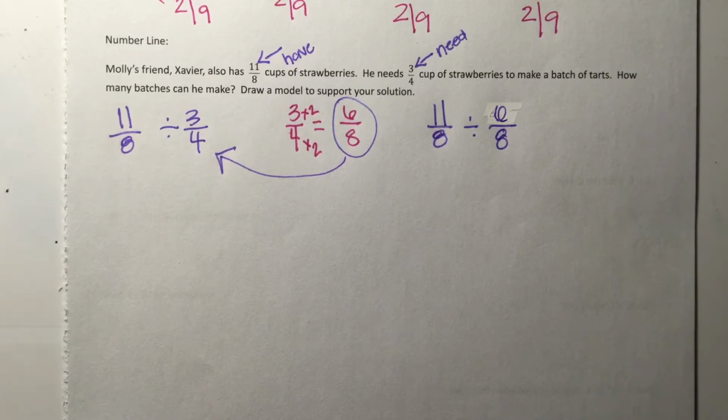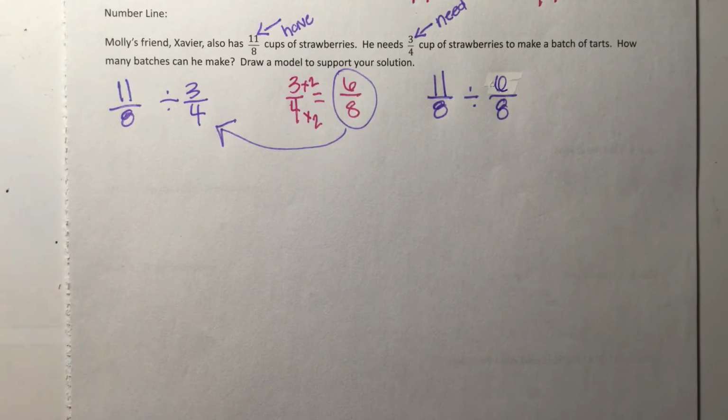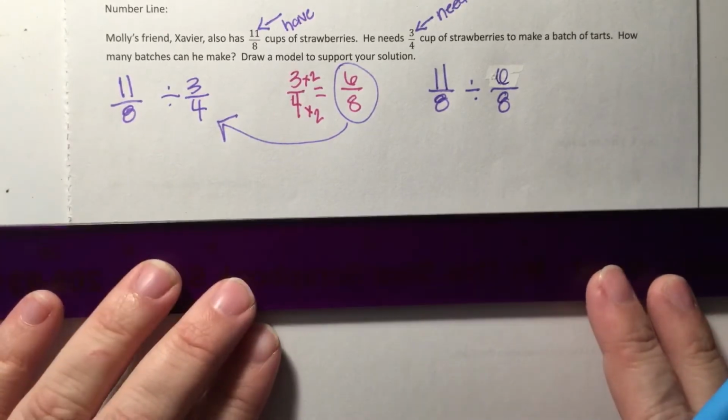Are we ready to draw? Can we draw now? We have the same denominators, which means we can now divide, right? So here we go. I'm gonna do another color. Okay. I'm gonna use a ruler this time because I have to make sure everything lines up. So I am going to use a ruler.